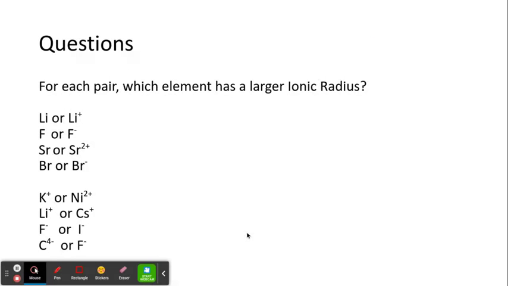Now, let's look at this little question I have here. The top set is comparing, okay, these top 4 are comparing an element to its ion. The bottom set are comparing 2 different ions. So take a look at the trend, find each element, and determine if it's larger than the other one. So pause the video.